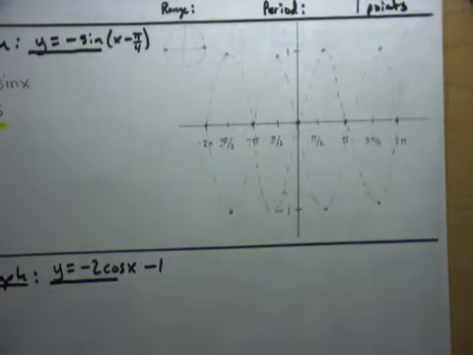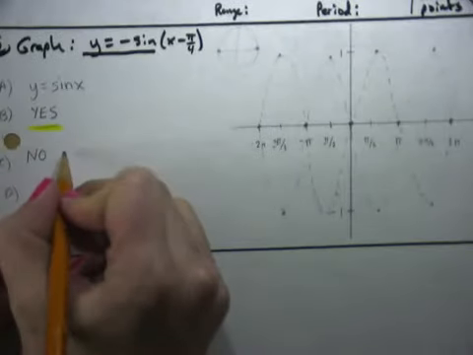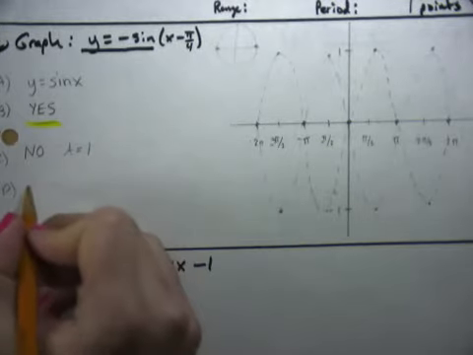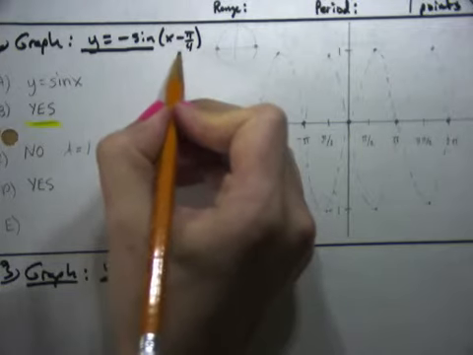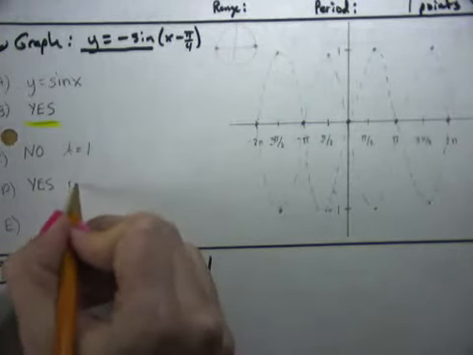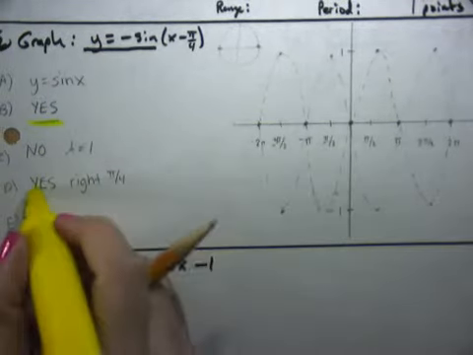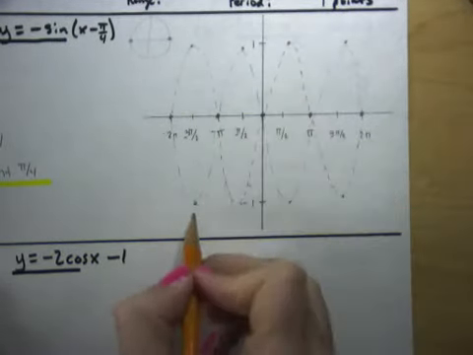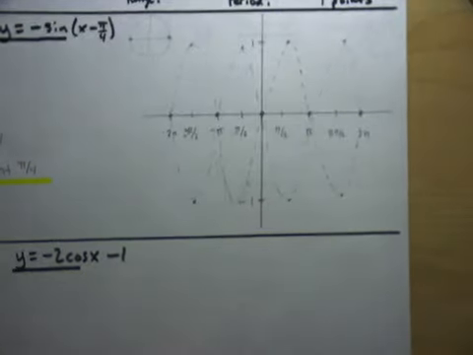The next question, is there an amplitude change? No, it's still going to be 1, even though it's flipped. So the amplitude is still, no, A is still equal to 1. Is there going to be a horizontal shift? The answer is yes, because we have this value added or subtracted within the parentheses. This is like an h value, so it's going to be shifted right pi over 4. So each one of my max values will get shifted right pi over 4. All of my min values will get shifted right pi over 4. And all of my x-intercepts will get shifted right pi over 4.